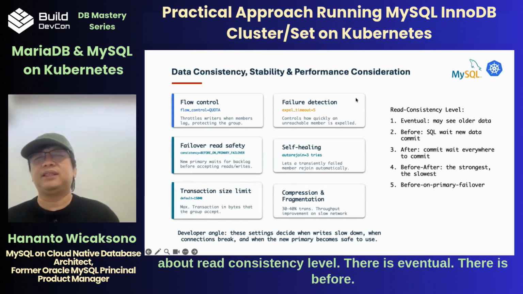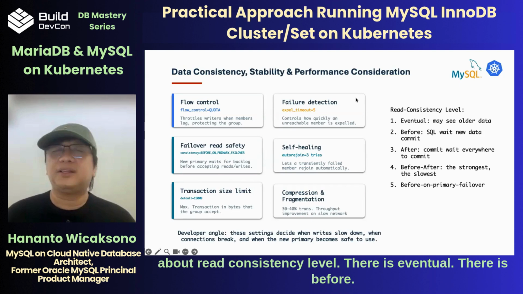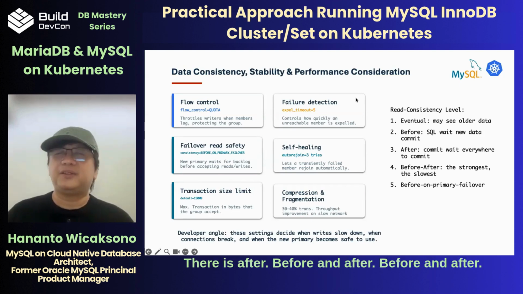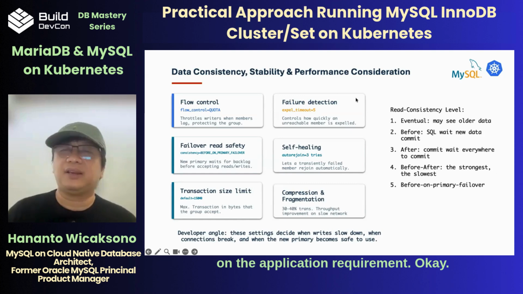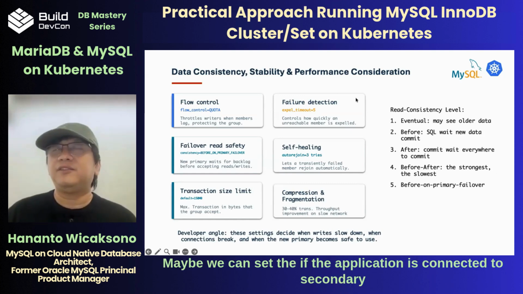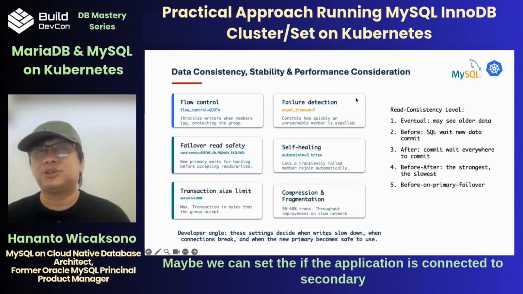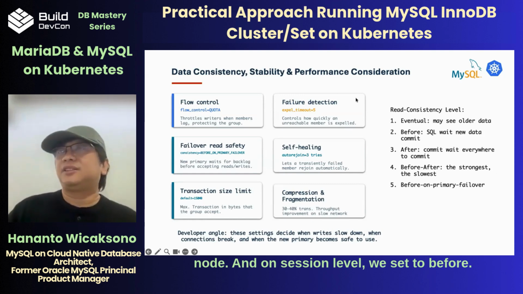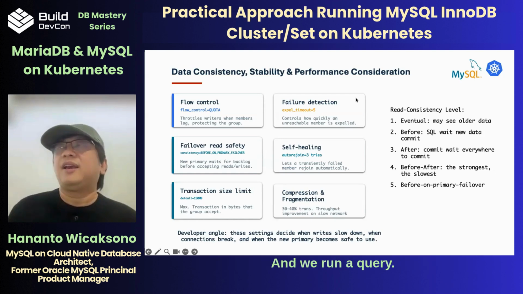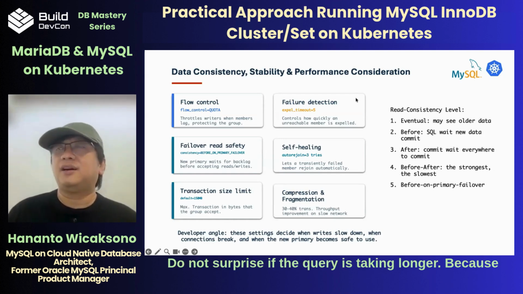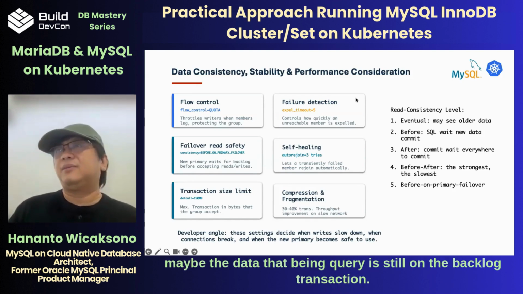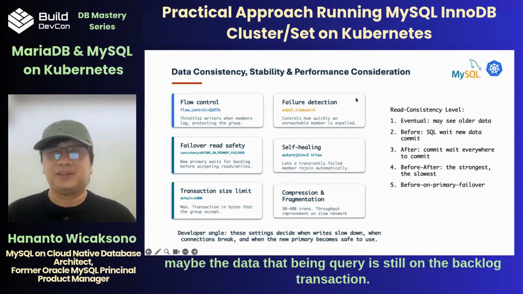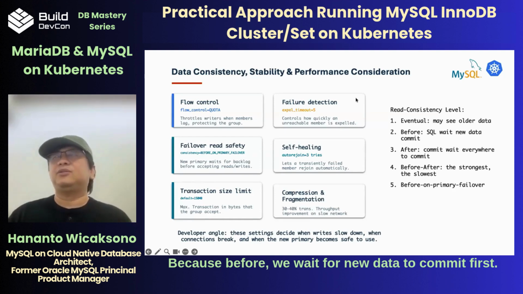So I also wrote in this slide about read consistency level. There is eventual, there is before, there is after, before and after, before on primary failover, and it can be set at the session level depending on the application requirement. Maybe if the application is connected to a secondary node, and at session level we set it to before, and we run a query, do not be surprised if the query is taking longer, because maybe the data being queried is still in the backlog transactions, since before will wait for the new data to commit first.